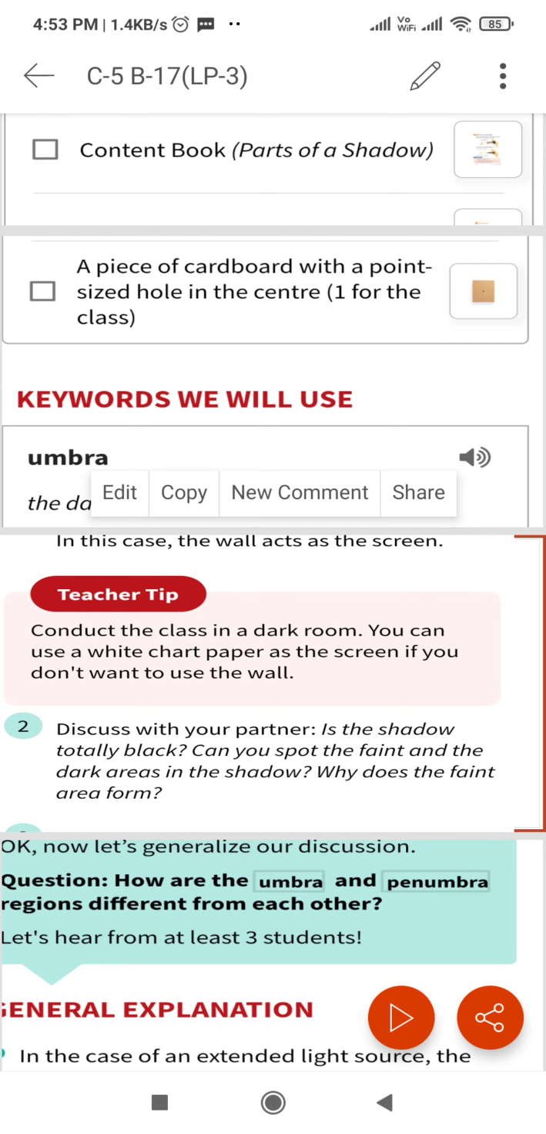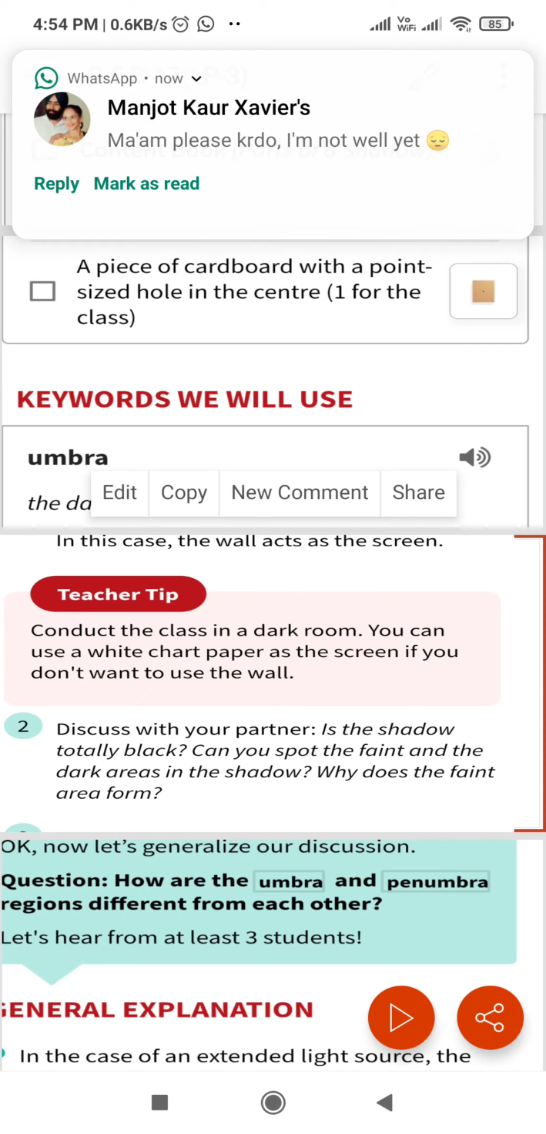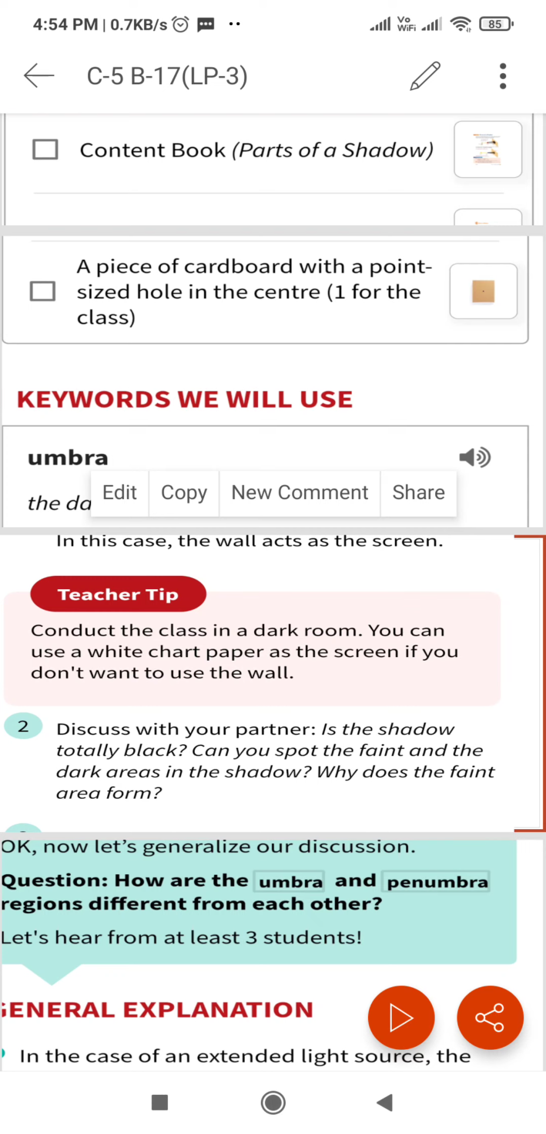Now what you have to do, you will see the totally dark shadow. The total shadow is the dark outline of the body and it is generally black. Now observe that image with a cardboard having a point size hole in the center. What you will observe? You will see a very sharp shadow of the candle.